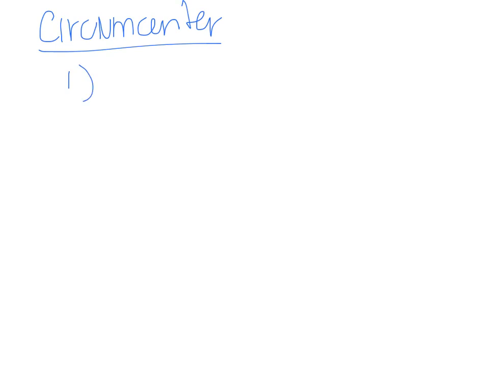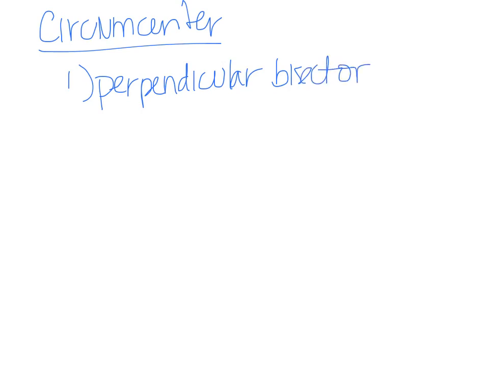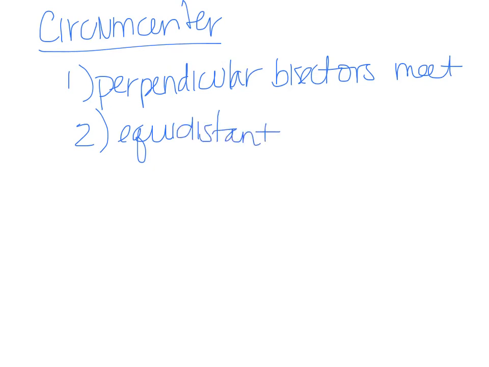And then a few things to remember about the circumcenter. Number 1, it's where the perpendicular bisectors meet. Number 2, it's equidistant from each vertex, from the vertices, which means it's the same distance from all 3 of the vertices.